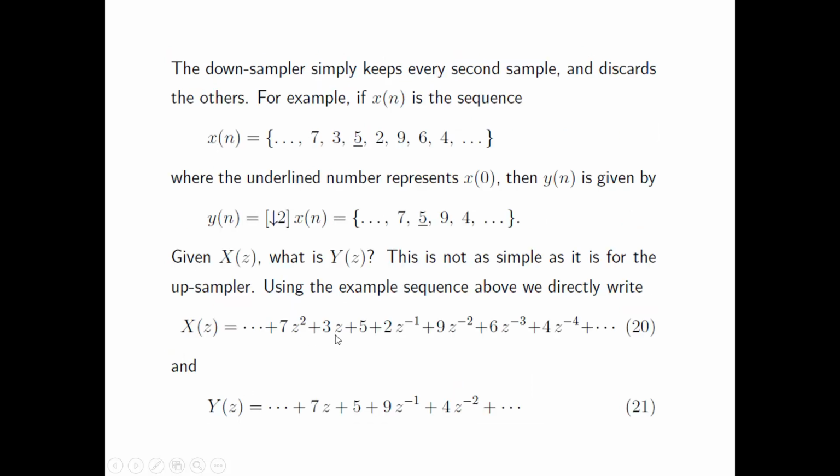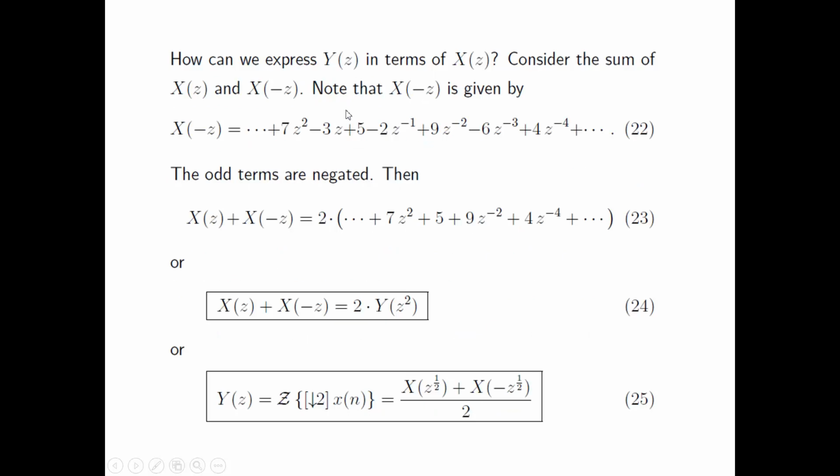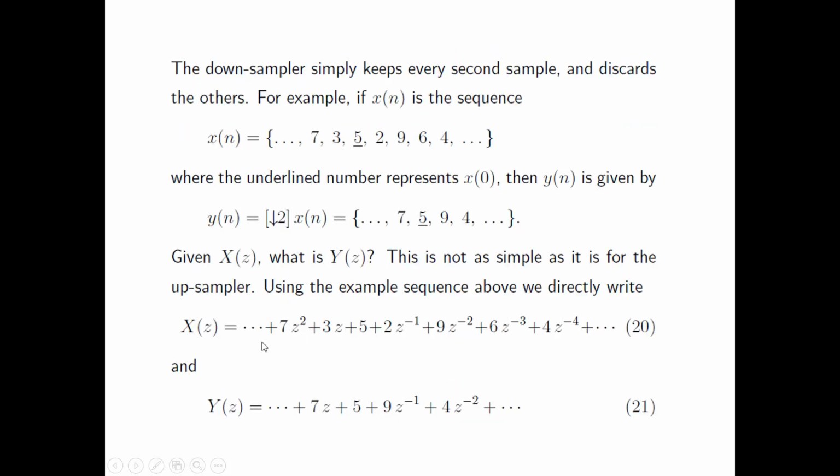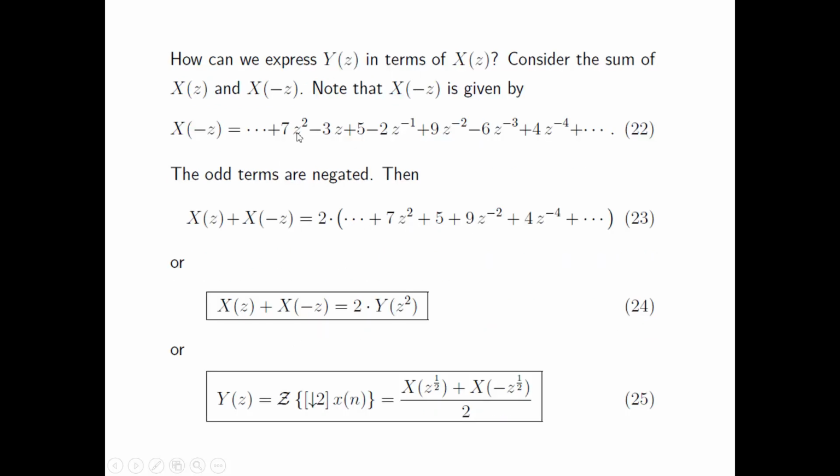X of minus z will be given by this equation. Because you replace every z with minus z, z replaced here with minus z will give 7z square minus 3z, and so on. Like that, we will get the equation. And if we take the sum of x of z and x of minus z, we will get twice of 7z square and so on.